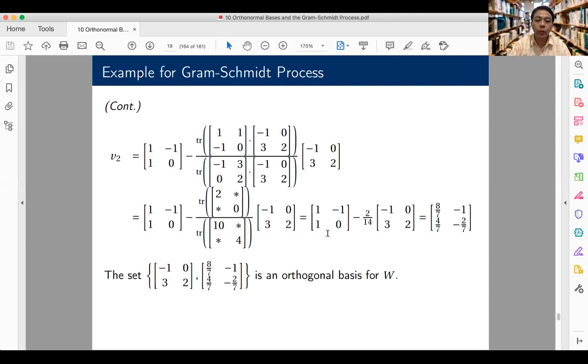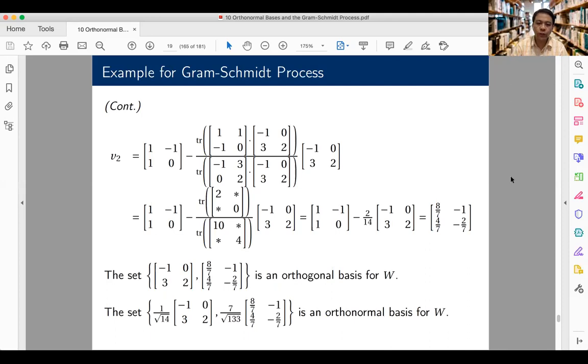If you are wondering what is an orthonormal basis, you need the extra step of getting the norm of each vector using the Frobenius inner product and then dividing by the norm. And I did that process, I think, and the result that I got is this. So this is an orthonormal basis now for W. Okay, so that's the Gram-Schmidt process. Now I hope you will practice doing it.